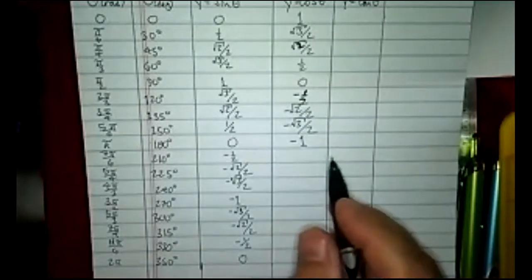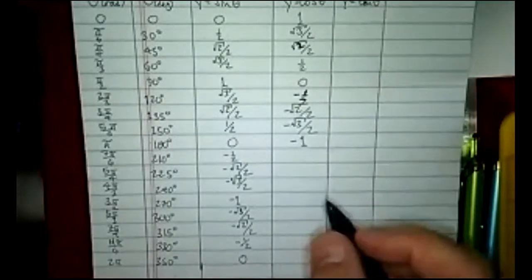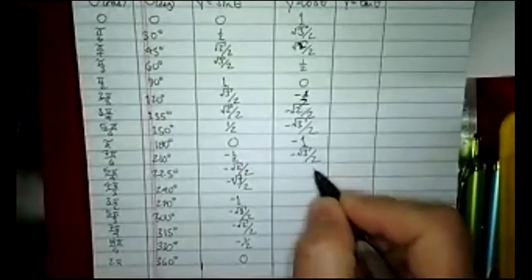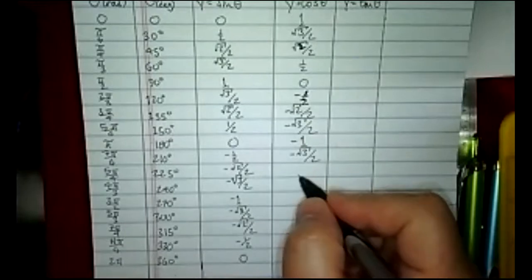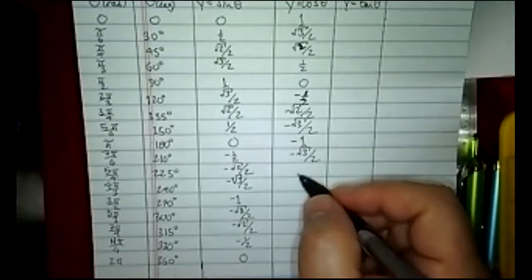If I continue on, 7 pi over 6, I get negative root 3 over 2. And if I look at 5 pi over 4, I get negative root 2 over 2.